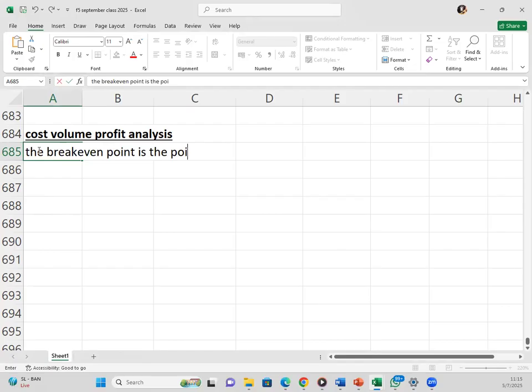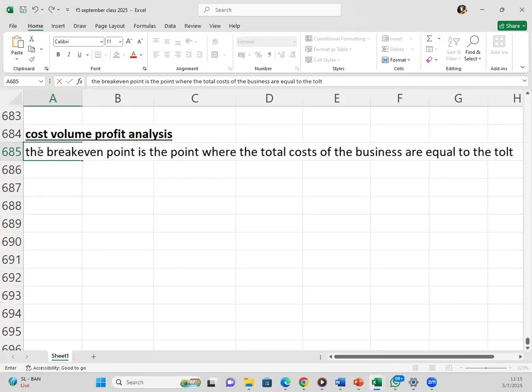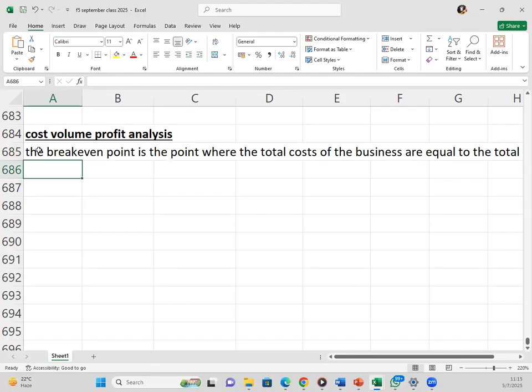are equal to the total revenues. So if you're operating at break-even point, the total costs are equal to total revenues. If you're operating at break-even, the total cost of the business are equal to the revenues.